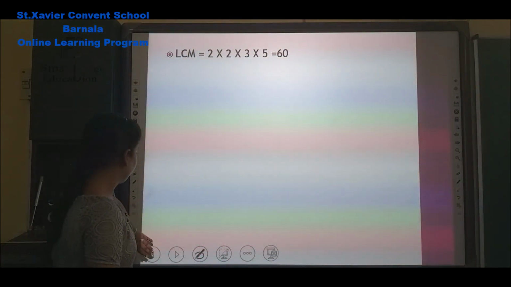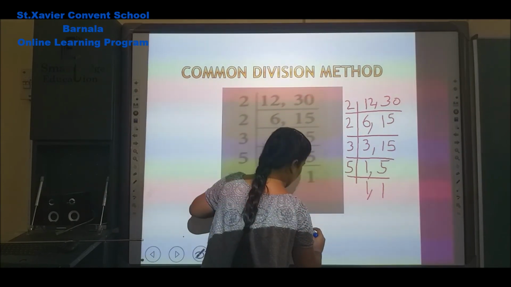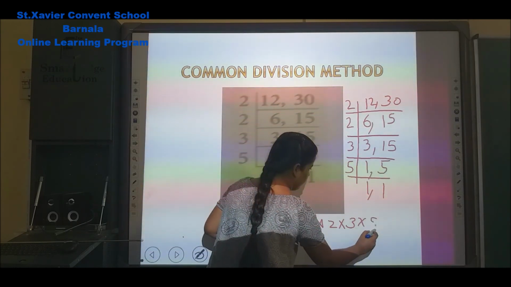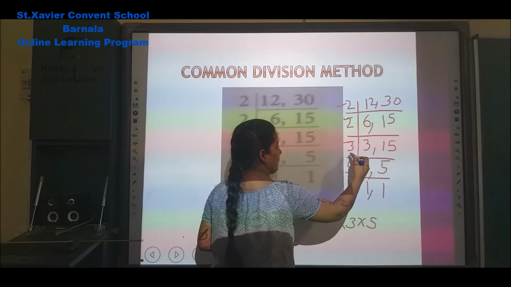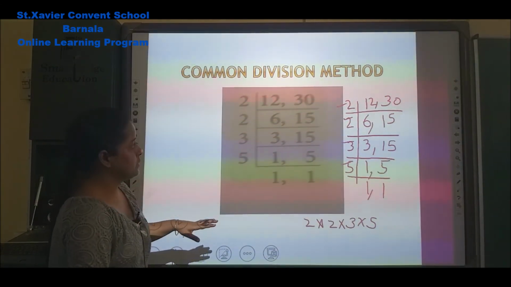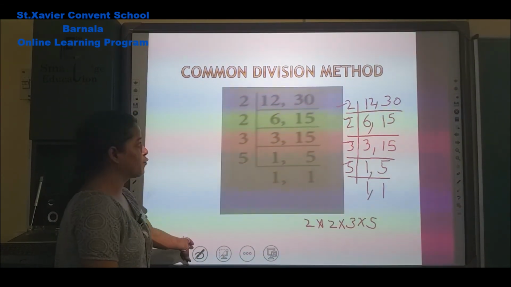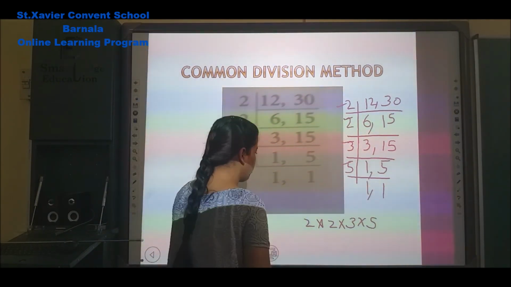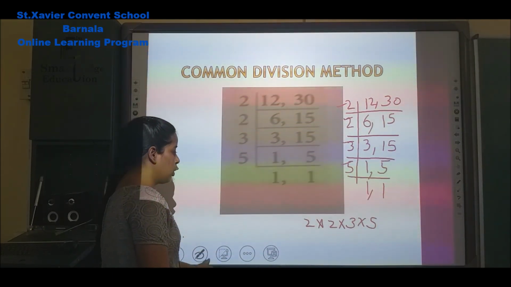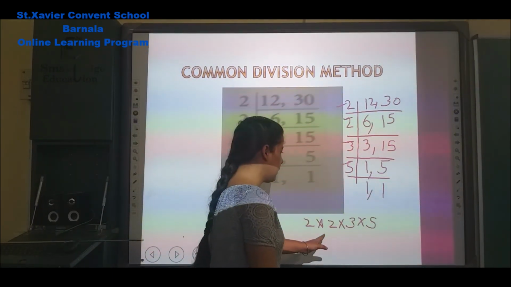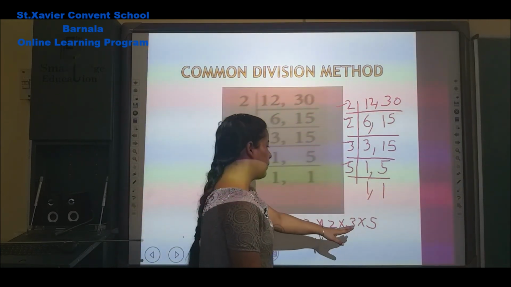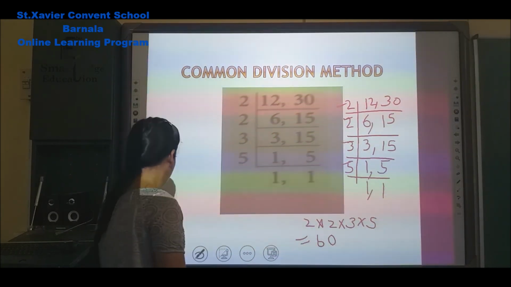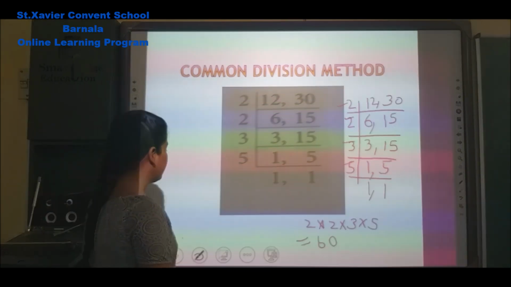So the LCM is 2, 2, 3 and 5. The common division method is also used to find the LCM. So the LCM of 12 and 30 is equal to 2 multiplied by 2 multiplied by 3 multiplied by 5. 2 multiplied by 2 is equal to 4. 4 multiplied by 3 is equal to 12 and 12 multiplied by 5 is equal to 60. LCM of 12 and 30 is equal to 60.